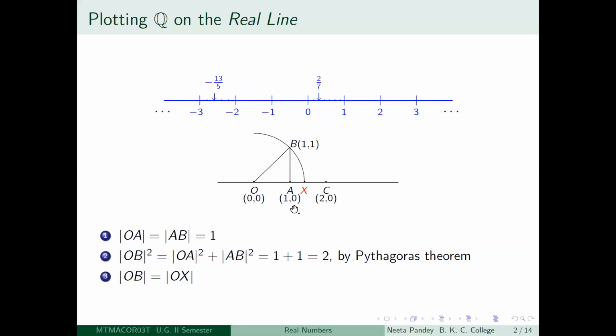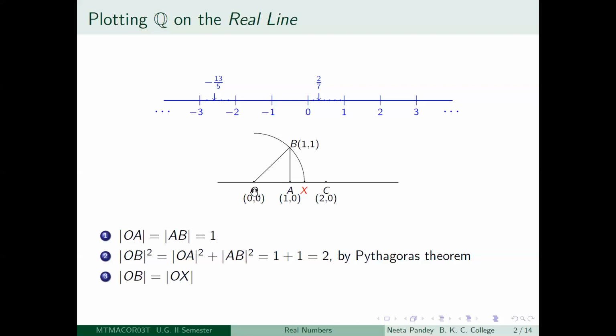So then you see that the length of AB is also 1. Length of OA is 1 and the length of AB is 1. Now what you do is you join the points O and B. So what you have constructed is a right angle triangle where angle OAB is the right angle. OA is your base and AB is perpendicular, OB is the hypotenuse.